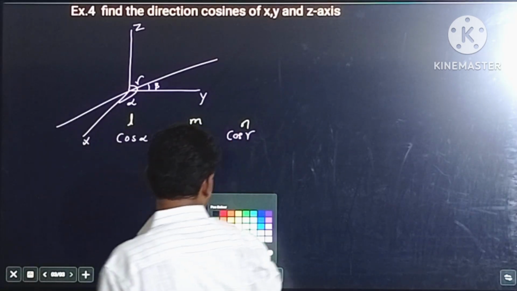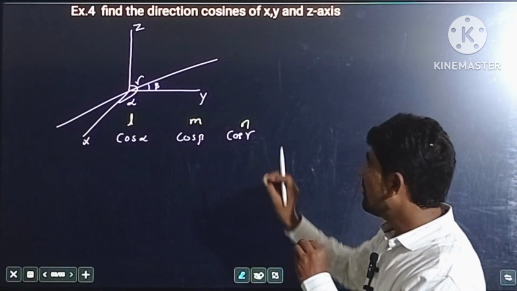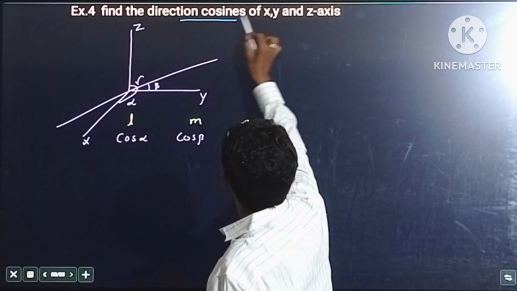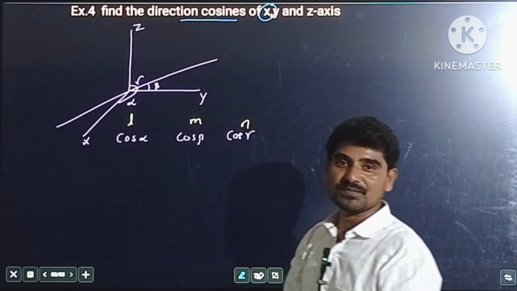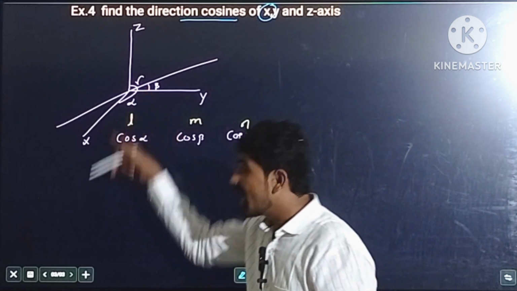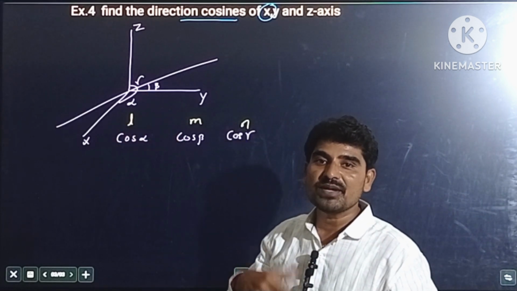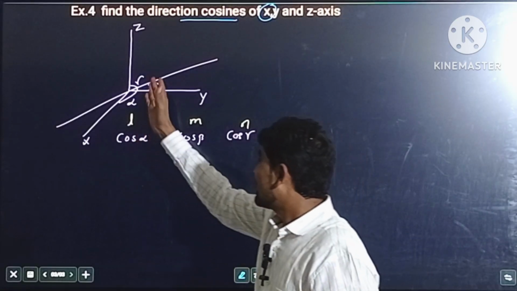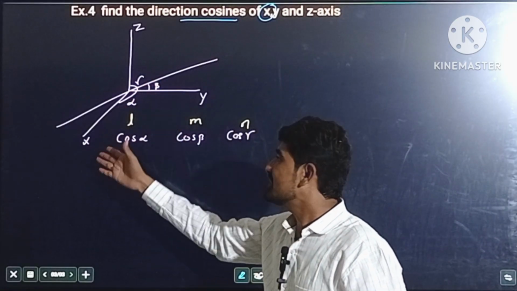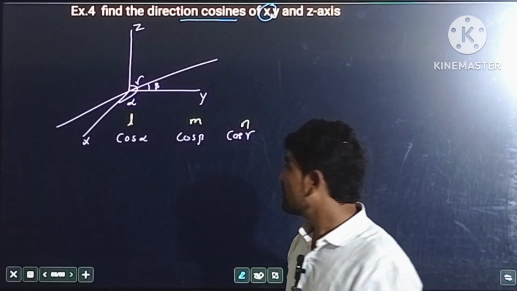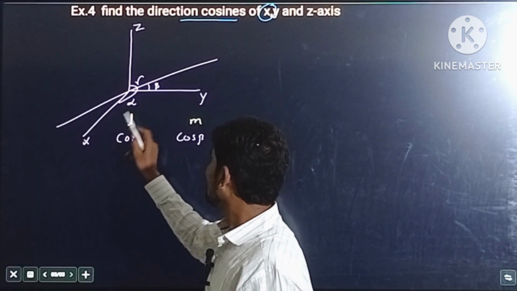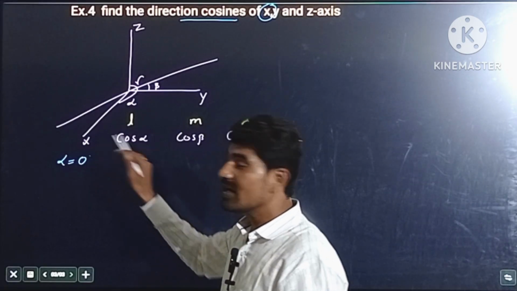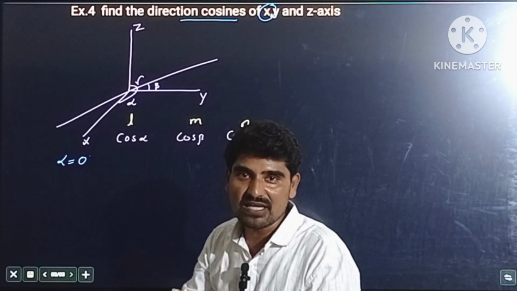See here, the value of alpha is nothing but the angle made by the given line with the x-axis. But here we need to identify the direction cosines of the x-axis. It means the value of alpha is the angle made by the x-axis with itself. As you know, the x-axis makes angle 0 with itself. Therefore, the value of alpha is 0, because 0 degree is the angle made by the x-axis with itself.